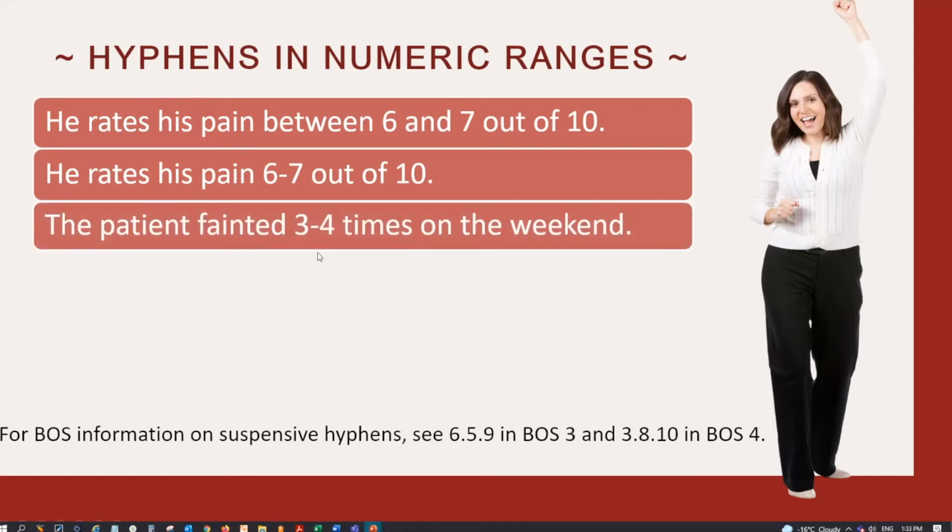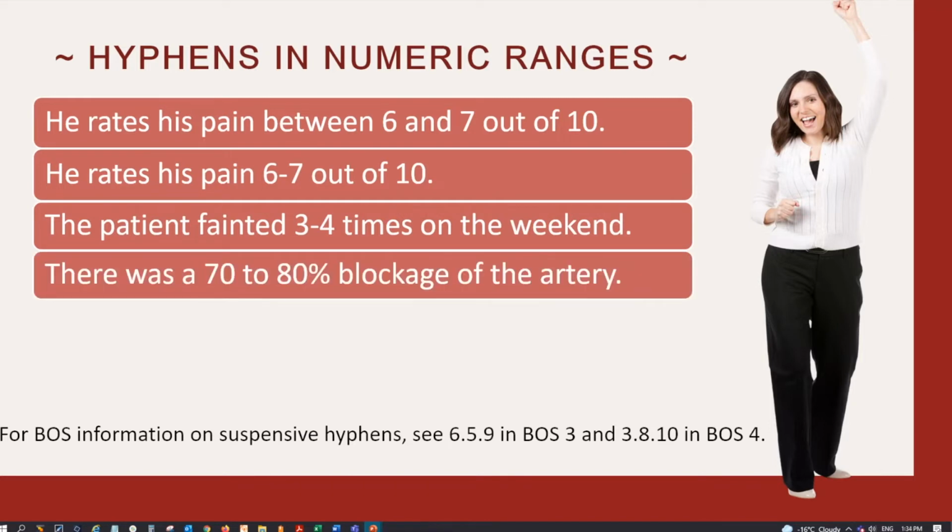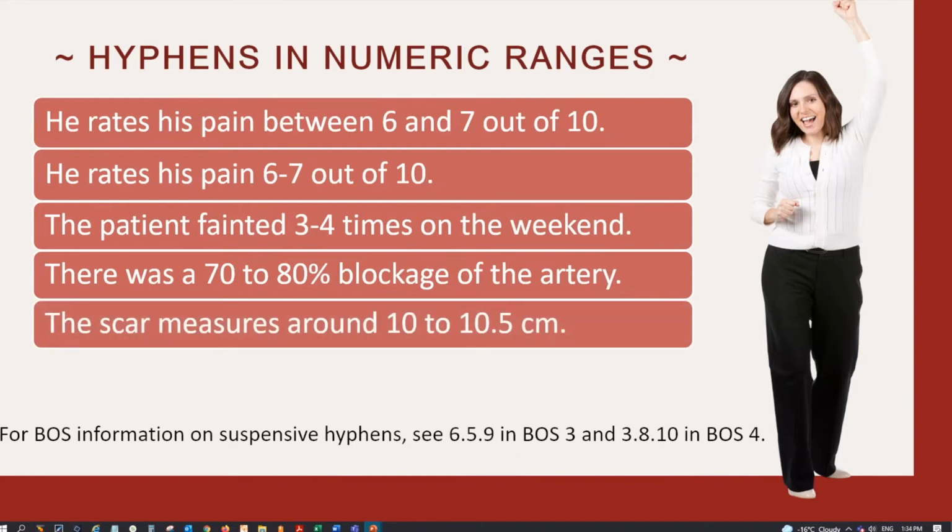The patient fainted 3 to 4 times on the weekend. Again, we don't have any issues, so that can use a hyphen. There was a 70 to 80% blockage of the artery. We've got a symbol there, so we have to write the word to in between. The scar measures around 10 to 10.5 centimeters. We've got a decimal there, that's why we've written out the word to.